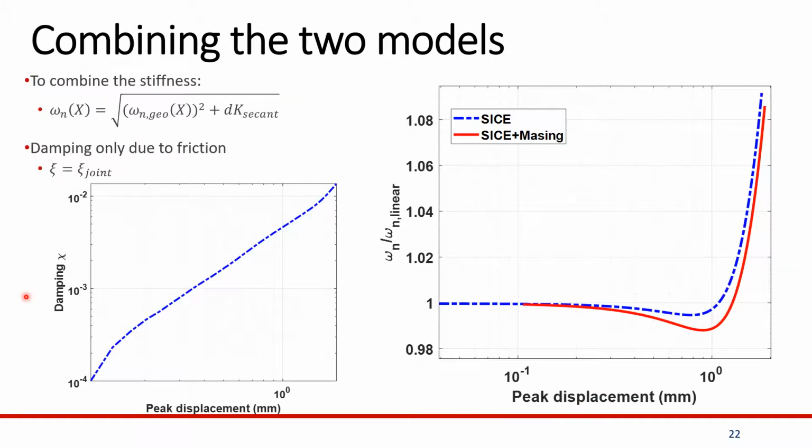Now we need to combine the two models to estimate the overall effect on frequency and damping. For frequency, we consider the total stiffness as a sum of the amplitude-dependent stiffness due to SICE plus that due to Masing. Taking the square root of this gives us the frequency, and that is normalized to the linear frequency shown in the plot to the right here. Now, geometric nonlinearity does not cause any dissipation, so the damping estimate is directly that from the Masing model. With this, we get our latest estimates of the damping and frequency of the TMD benchmark structure.